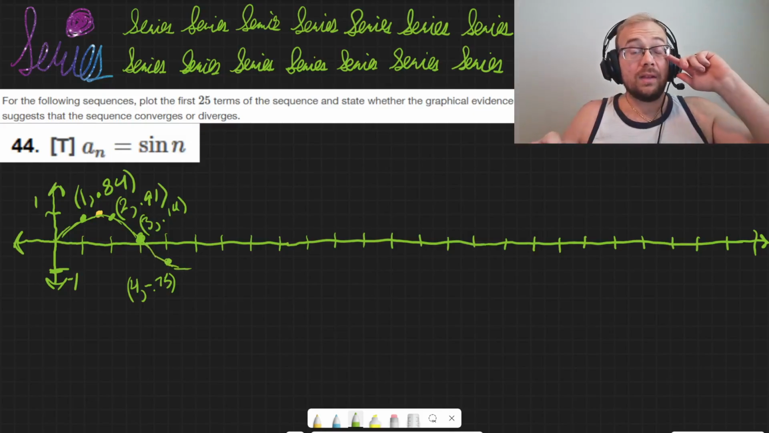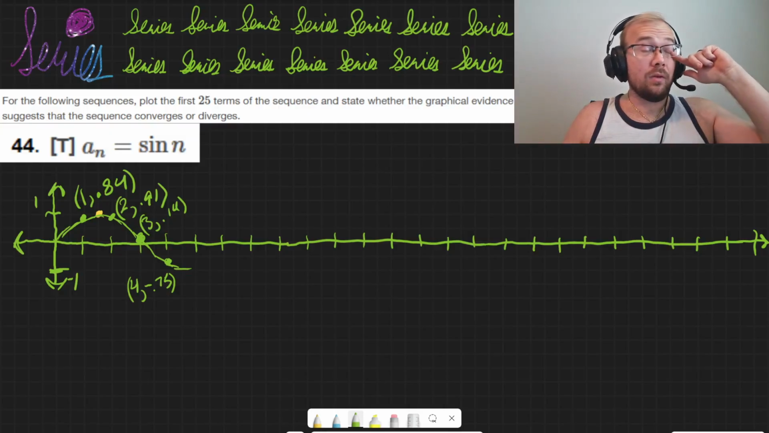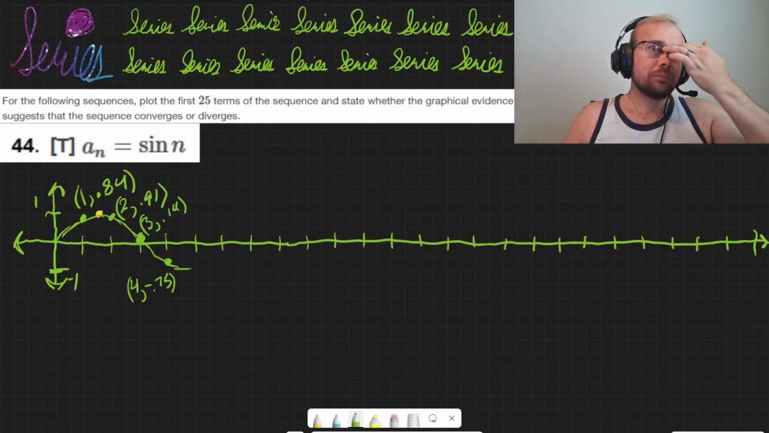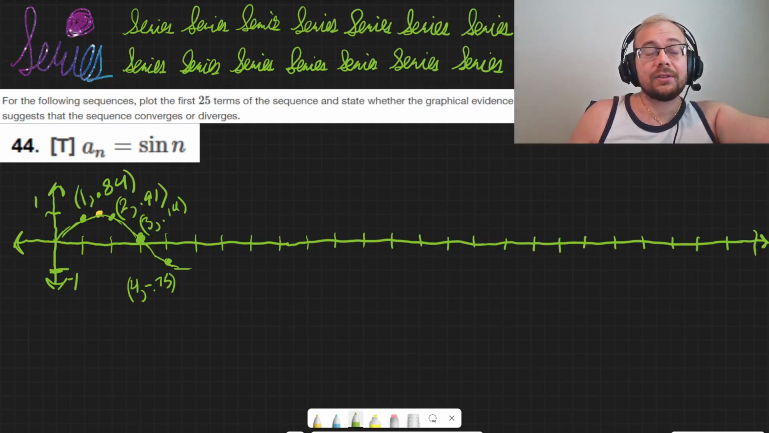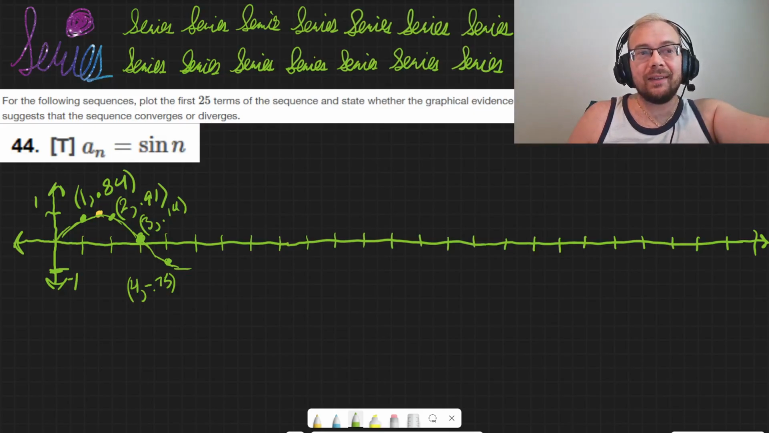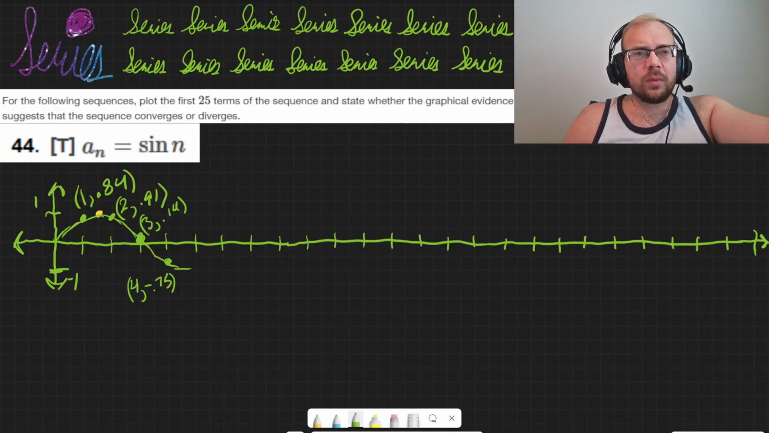And then somewhere around there is going to be that min value of negative 1, but it's not going to be one of your n values. And yeah, so you would just keep plugging in those numbers. It's a little tedious, but eventually you would get all the 25 terms. Not all, but the first 25.